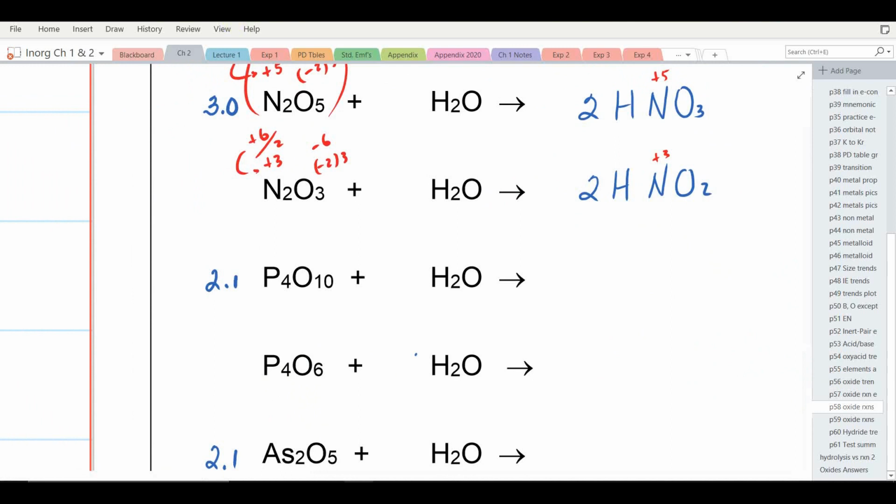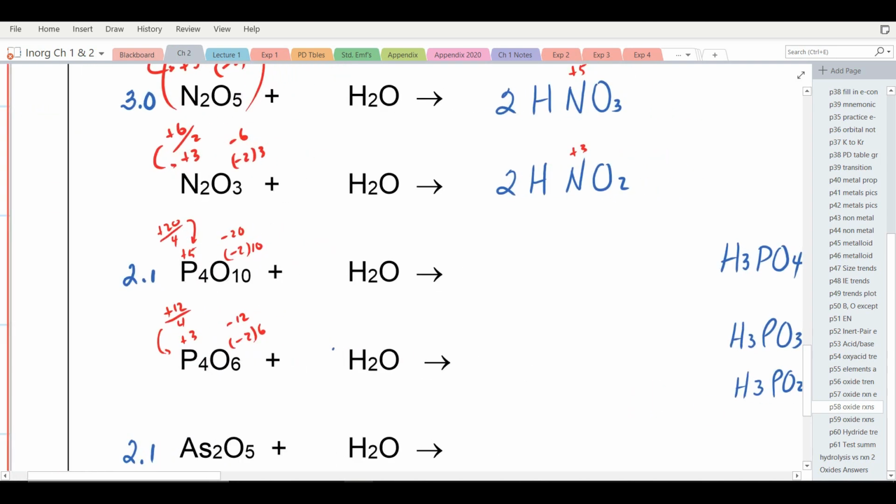The oxidation state of phosphorus in P4O10: minus 2 times 10 is negative 20. Total positive charge is plus 20, divided by 4. Each one is plus 5. So the phosphorus oxyacid should have an oxidation state of plus 5 in this case. For P4O6, we have minus 2 times 6, which is negative 12. We'll have plus 12 divided by 4. Each phosphorus is plus 3. Okay, let's look at the oxyacids.